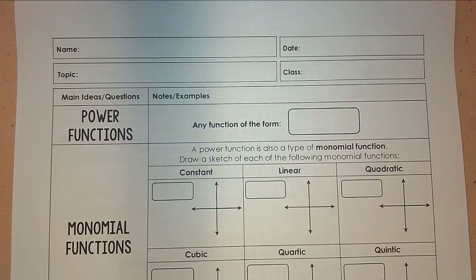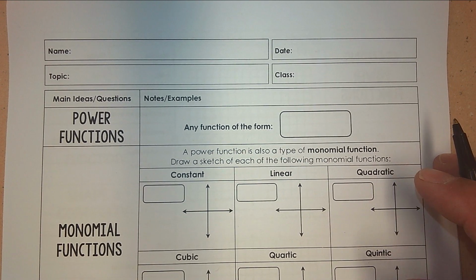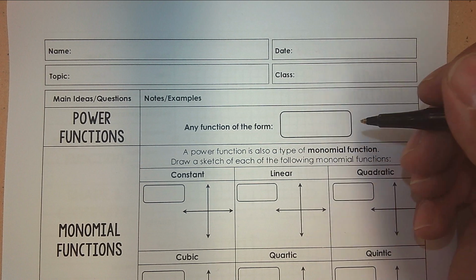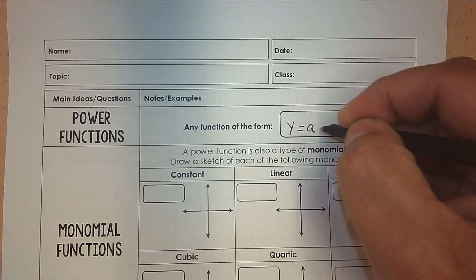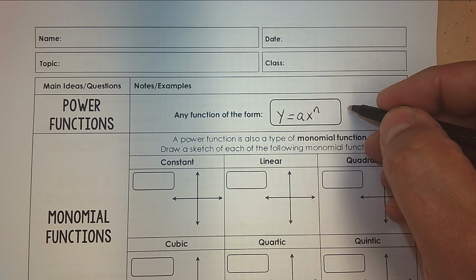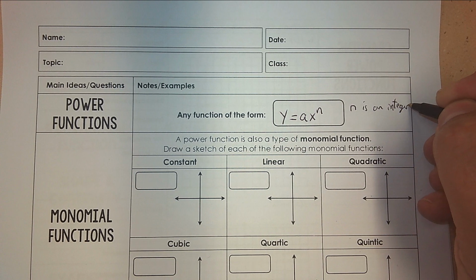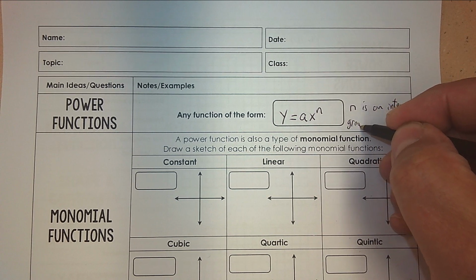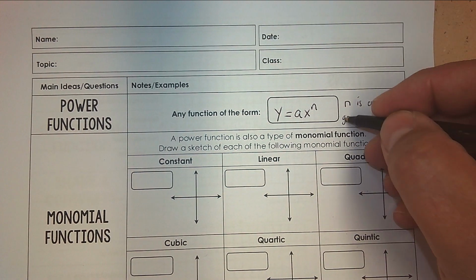All right. This lesson has to do with polynomials, power functions, end behavior, symmetry, things like that. So let's start together. What is a power function? A power function is any function in this form, which is y equals a times x to the n, and n is an integer greater than or equal to 0.